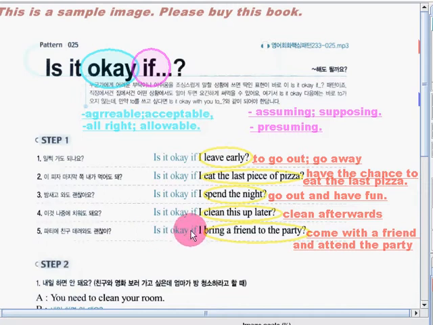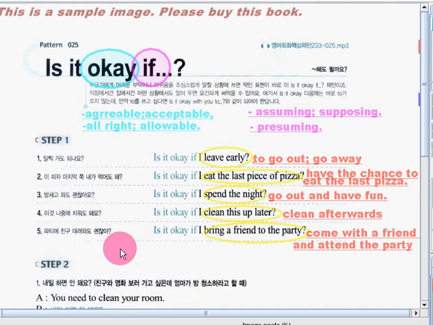How about number 5? Is it okay if I bring a friend to the party? So bring a friend to the party, that means come with a friend and attend the party. You will go to the party and you will take someone with you. So that means that someone is not really directly invited, but because you will come with her or him, it's like he or she is also invited. So you're asking permission if it's acceptable or agreeable that you can come with a friend.